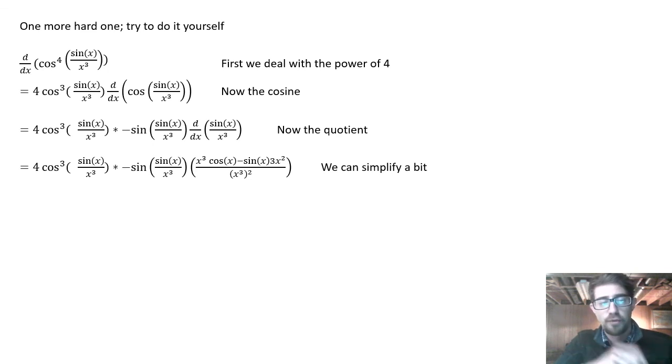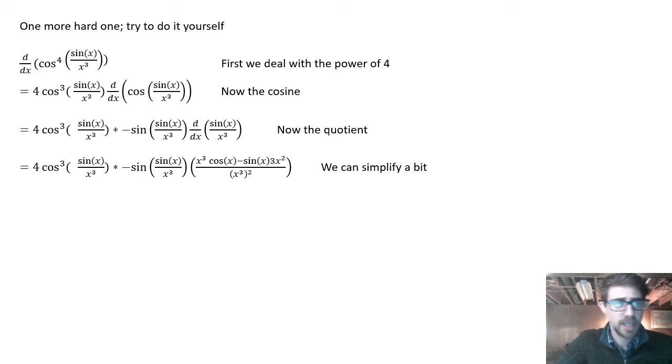You should basically be able to do the quotient rule more or less in your head at this point. So it's 4 cosine cubed of sine of x over x cubed times negative sine of x over x cubed times the quotient rule, which says it's the bottom times the derivative of the top, so x cubed times cosine of x, minus the top times the derivative of the bottom, so sine of x times 3x squared, all over the bottom squared, so x cubed squared. You can leave it like that.